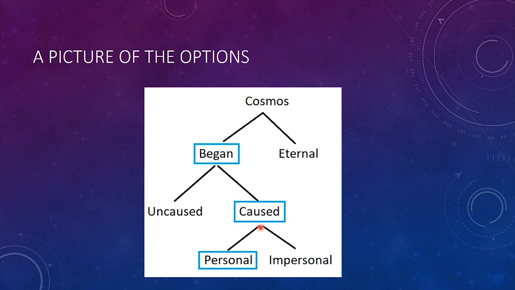Then the final choice point has to do with the identification of the cause. The complete argument would seek to show that the cause is in some sense personal. That obviously would be a very significant result because it would suggest that the kind of world we live in is a world that's governed in some way or is founded in some way by a personal reality.